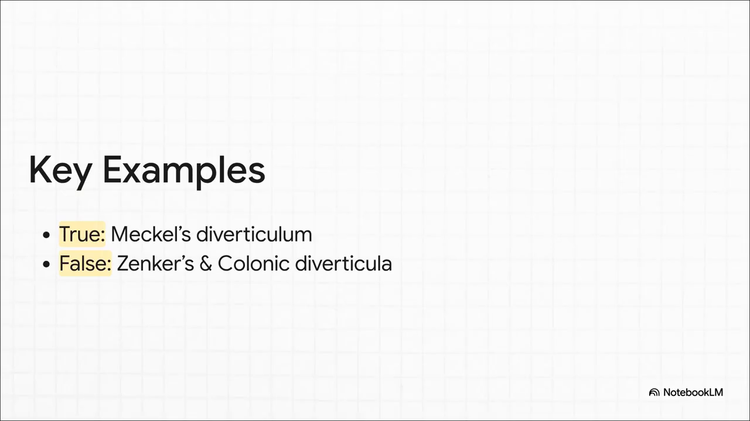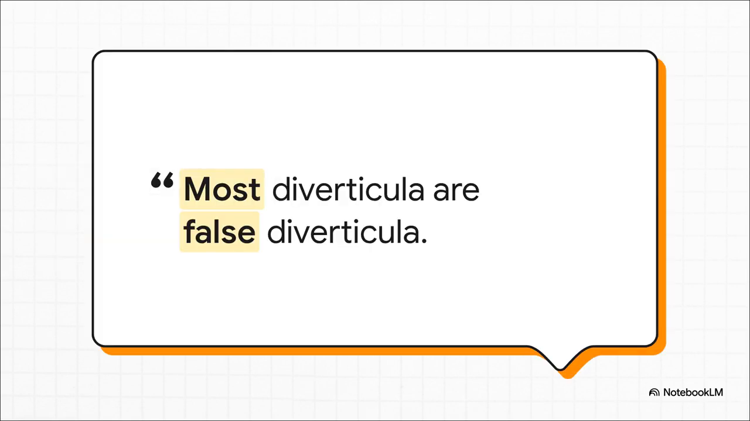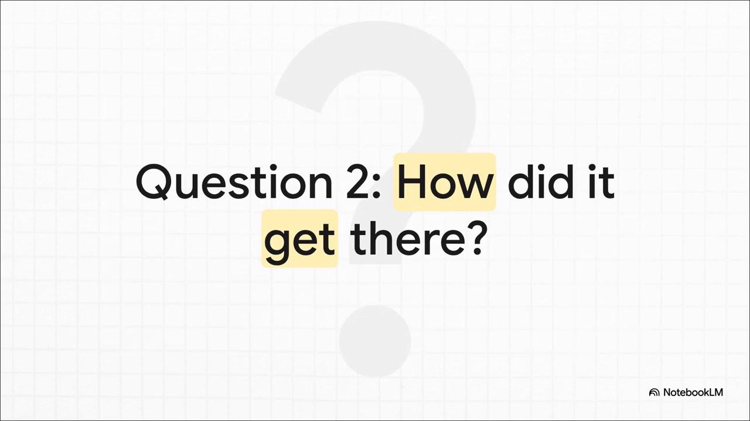And we see this in some classic examples. Meckel's diverticulum, that's your textbook true type, with all its layers intact. But the ones you probably hear about way more often, like those common colonic diverticula, yep, those are almost always the false kind. And this is a really, really important point to remember. Most diverticula are false diverticula. By a long shot, the most common type is the one where that inner lining just pokes right through the muscle wall.